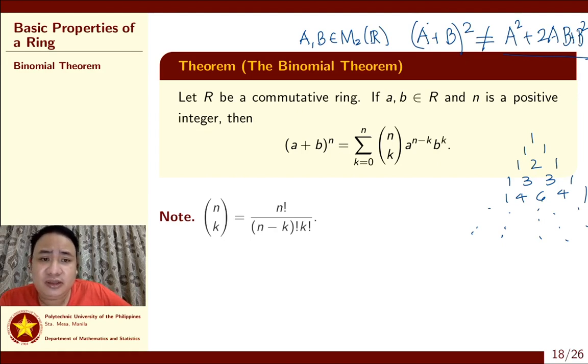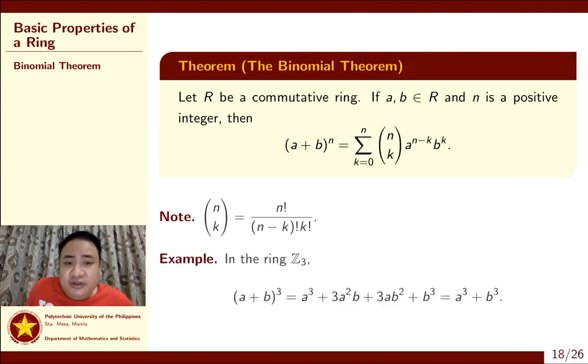Maraming iba't ibang proof na ito. So, as a reading assignment, you can Google the different types of proof of the binomial theorem. Parang sa Pythagorean theorem, pero gasgas na rin, kasi maraming iba't ibang proof.